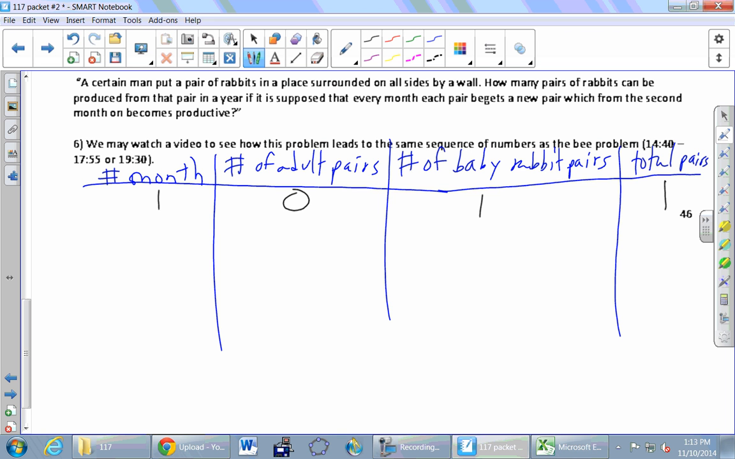And so when we come over here into this next month, how many adult pairs do we have? 1. What do you think, do they have a new pair yet? It doesn't seem like it from my reading of that. They don't become reproductive until they're actually adults for a full month. So how many total pairs here? 1. Okay, and now things are going to start happening.